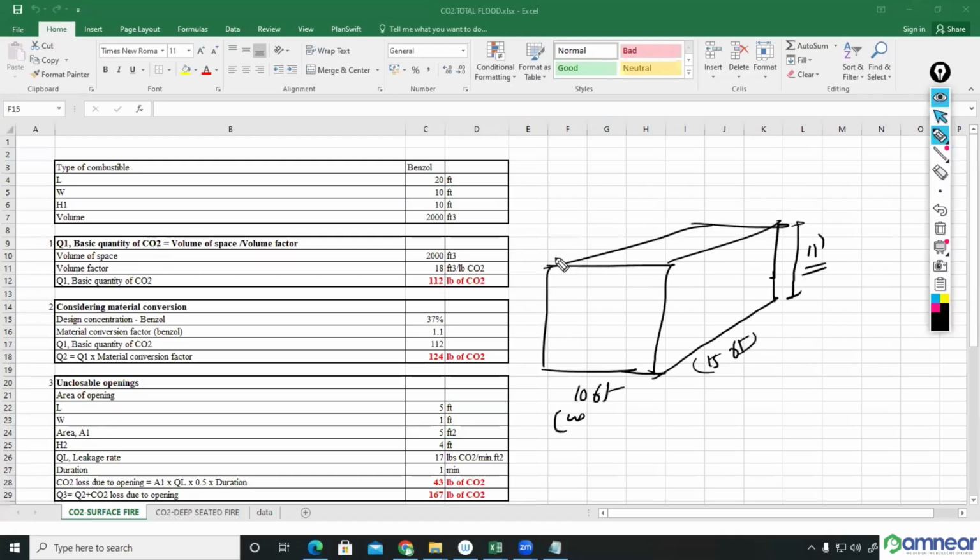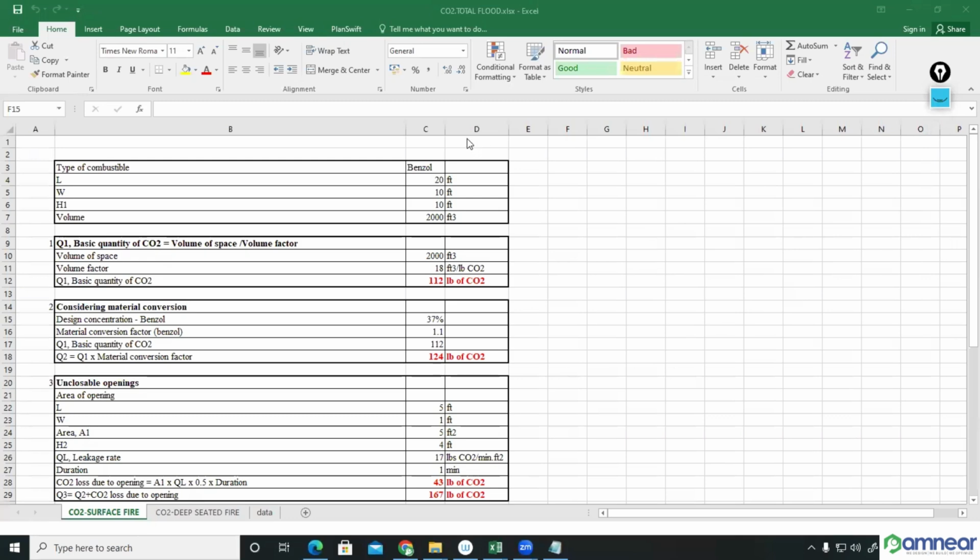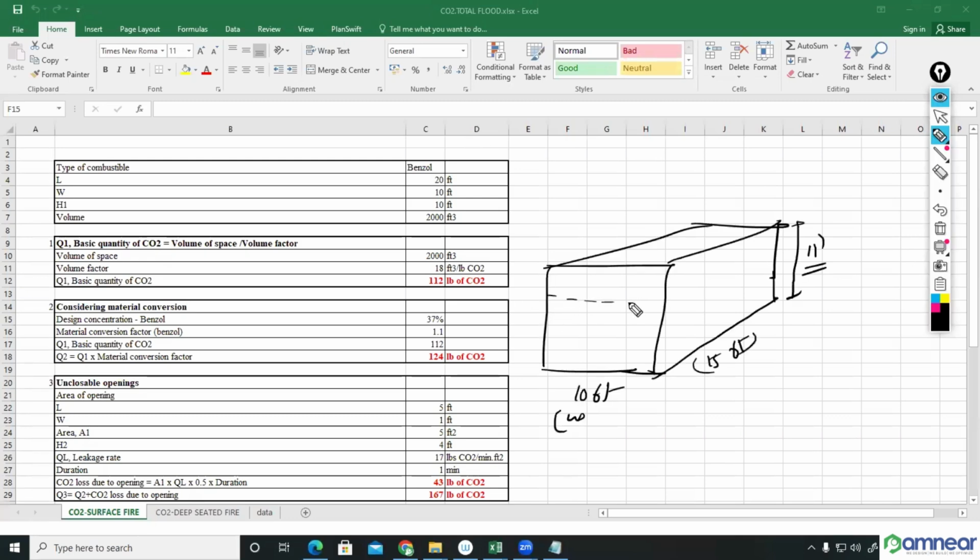So you have to calculate the volume. Even if you are having a false ceiling within the space, when you are calculating the volume, from the finished floor level to the bottom of the slab, the entire height has to be considered.